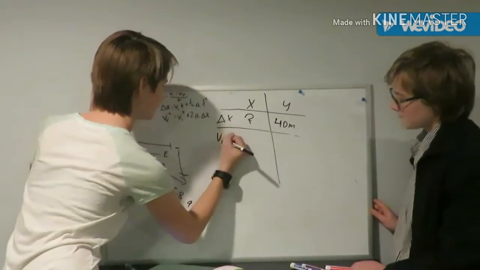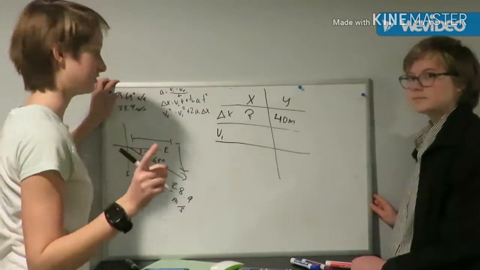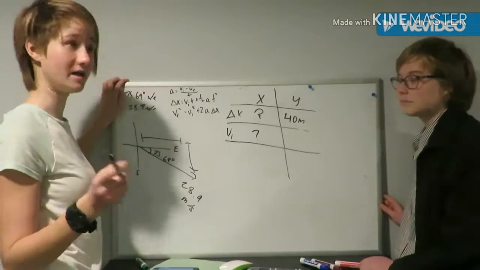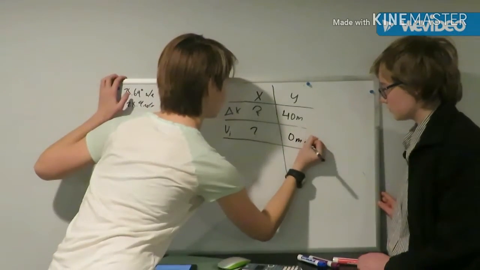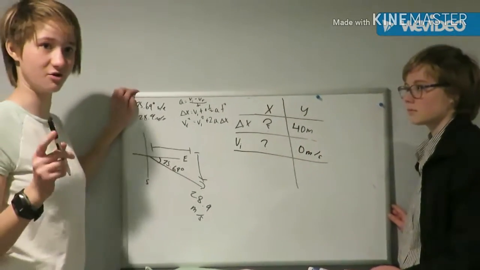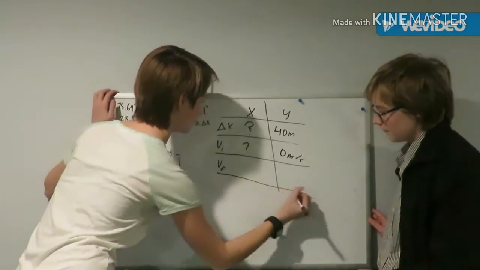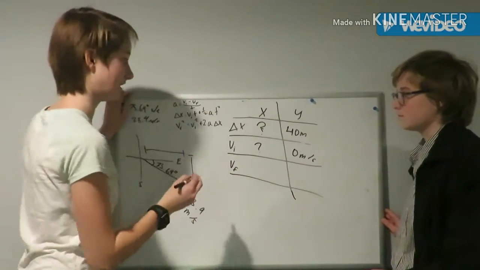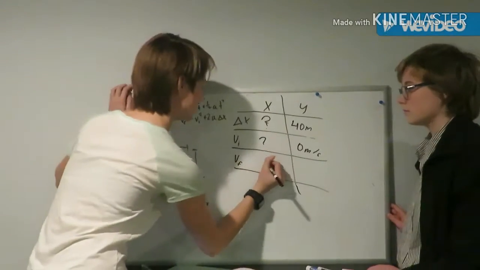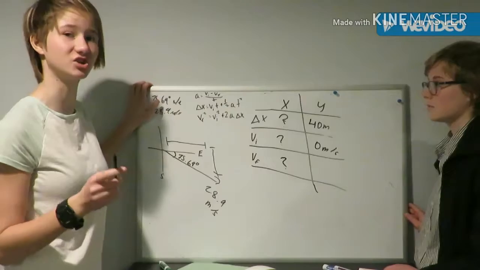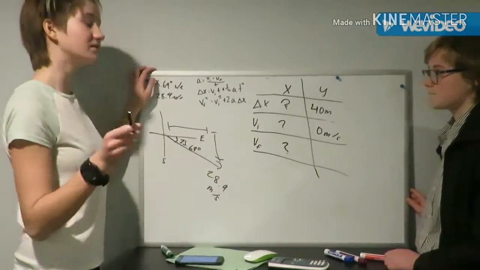Next, we have the initial velocity. We do not know the initial velocity of the x, but we do know that the initial velocity of the y is 0, since whenever you throw an object, it at first starts at 0 meters per second downward. Next, let's go to final velocity. Yet again, we don't know the final velocity of the horizontal, but we do know it is the same as the initial velocity, since the air resistance is not great enough to actually make a change. However, we also don't know the vertical.